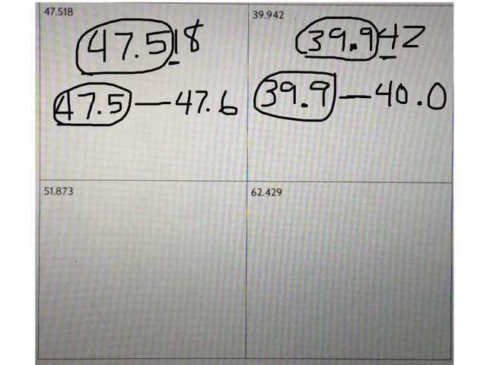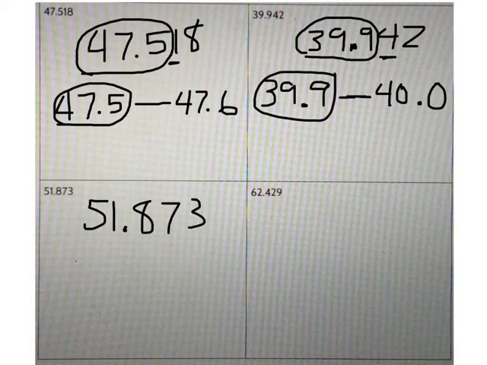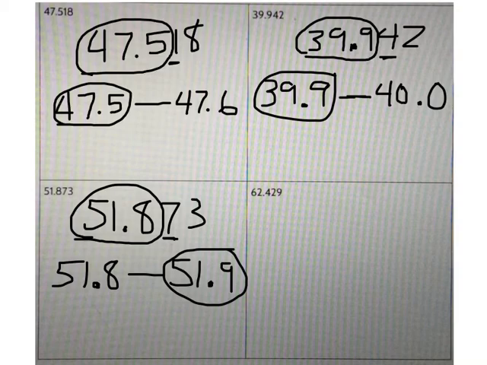Now you try one. Round 51 and 873 thousandths to the nearest tenth. Don't forget to circle the digits up to the tenths place, write which 2 tenths it will be between, and then decide based on the digit in the hundredths place. Check your work with mine. This number rounds to 51 and 9 tenths. It's between 51 and 8 tenths and 51 and 9 tenths, and the 7 in the hundredths place tells us to round up. Try another.